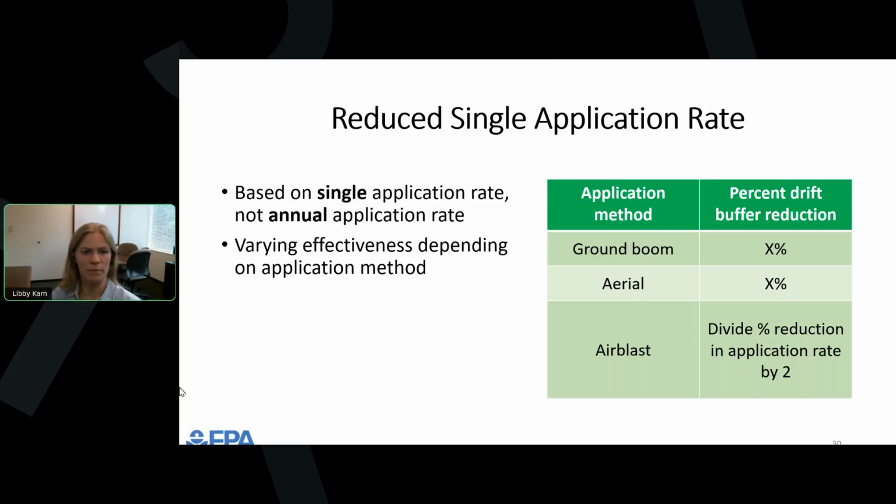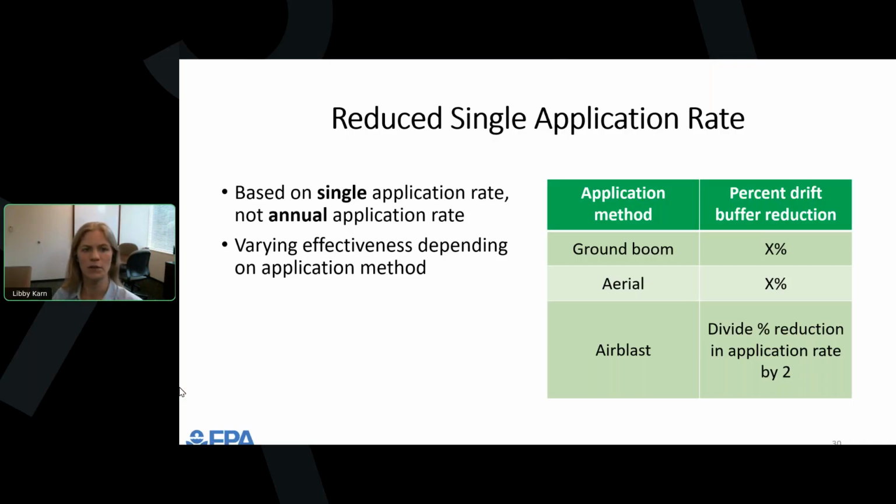Now I'll go into several of the drift mitigation measures that can be used to reduce spray drift buffers. I'm not going to cover every mitigation measure for time's sake, but I'll highlight some new or revised mitigation measures. The spray drift mitigation measure for reduced application rates has not changed, but I'm including it here to highlight an important difference between runoff and erosion mitigation and spray drift mitigation. For runoff and erosion, the mitigation measure is based on annual application rates, because this reduces the total quantity of pesticide applied to the field in a growing season.